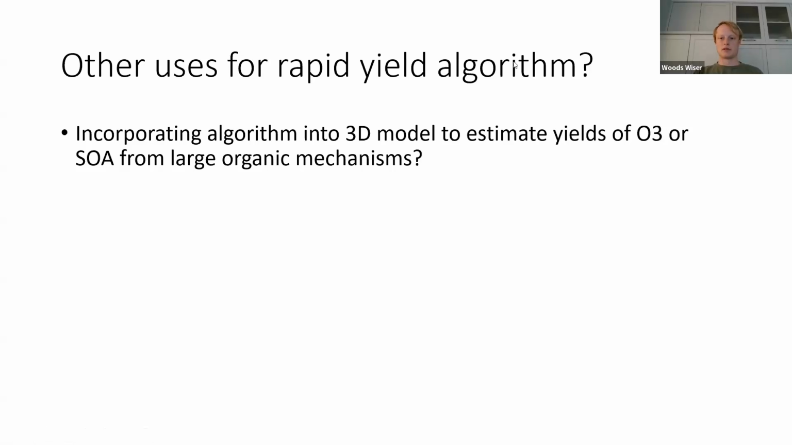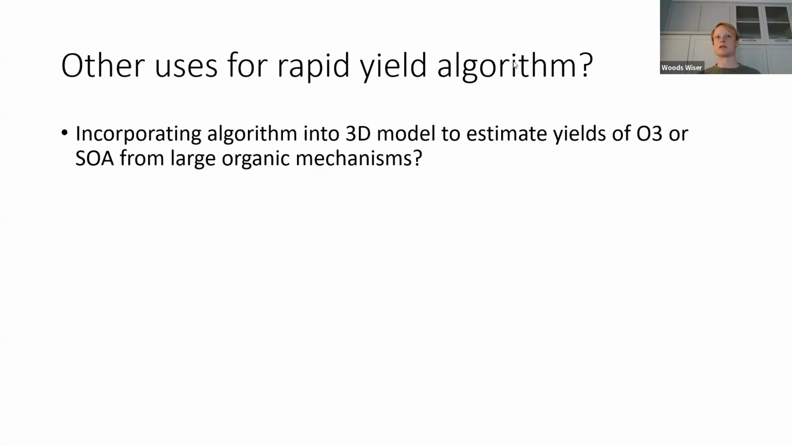And then just to kind of future thoughts, maybe there's a use for rapid yield algorithm in a 3D model where you don't necessarily care about the time dependence of, let's say, isoprene. You just want to know how much SOA is formed, because that might tend to linger. So I could imagine a world in which you incorporate this sort of a graph theory based yield algorithm into a 3D model for select subsets of your larger mechanism.